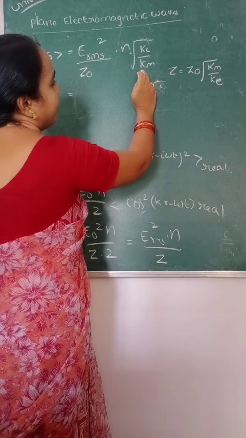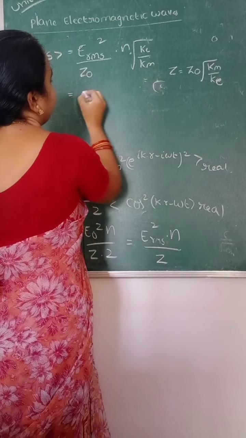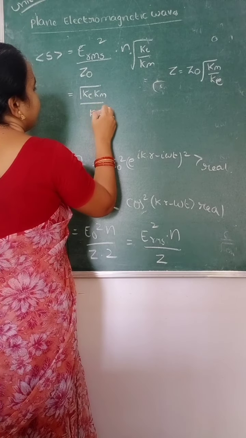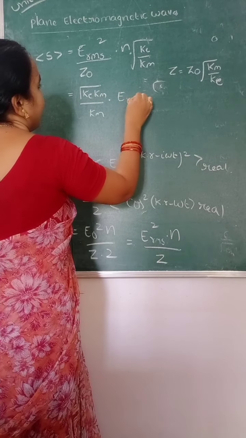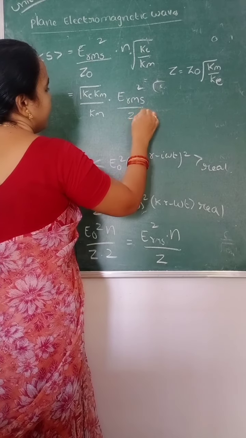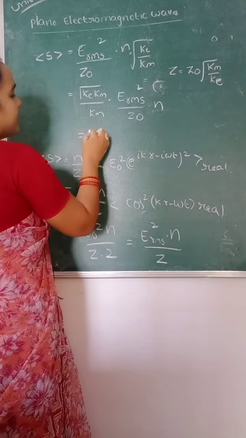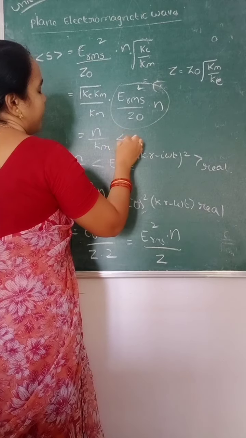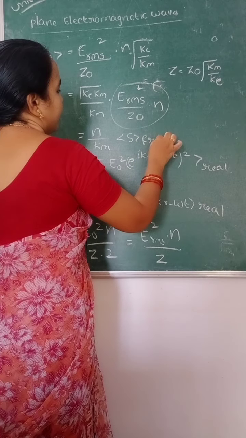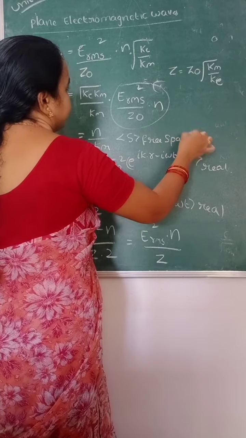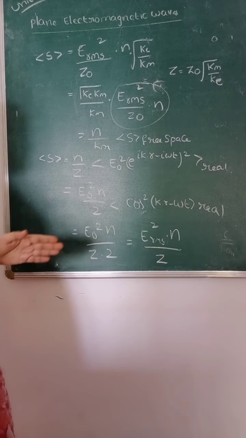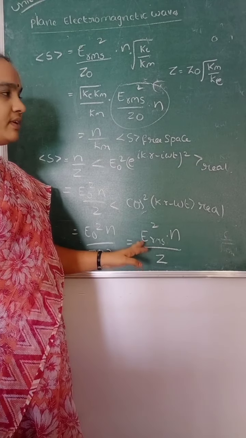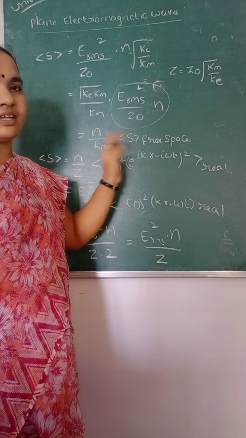Let us multiply and divide it with the root of Km here. Then that is root of Ke into Km divided by Km, multiplied by E RMS square by Z naught into N. This value is nothing but N by Km into this total value, which is the average Poynting vector of free space. This is another method. So we can calculate the Poynting vector in terms of the RMS value of the electric field and also in terms of the Poynting vector of free space.